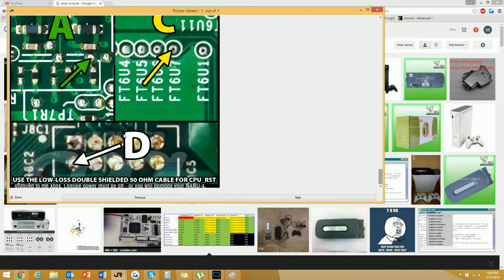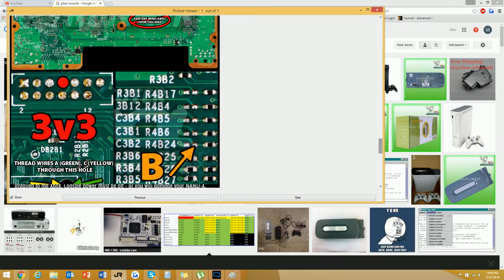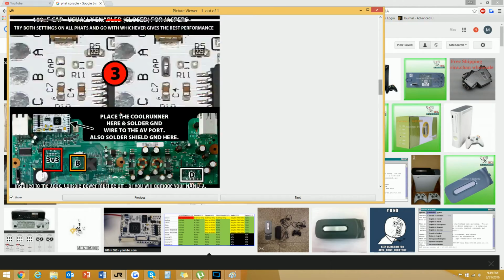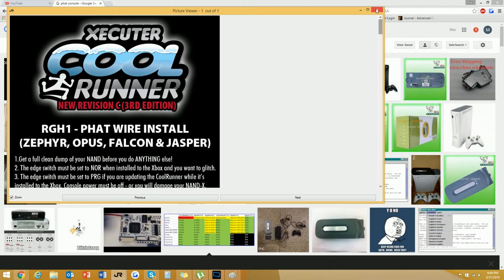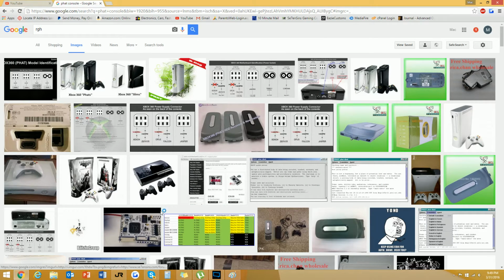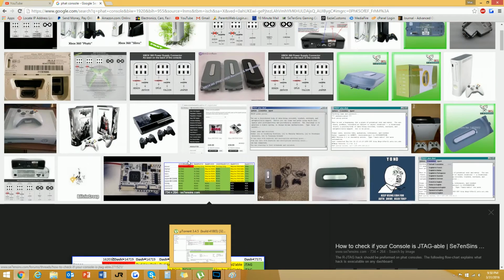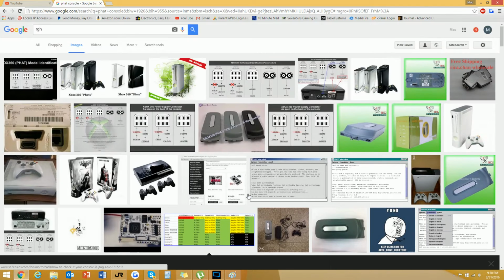So that is RGH1, and it's basically going to be like that for all of the other consoles, but there is a little bit more to it. Then, sadly, Microsoft caught on, and they said enough is enough. They killed the RGH1 hack. And then sadly, there was no other method until, voila, RGH2 came out.